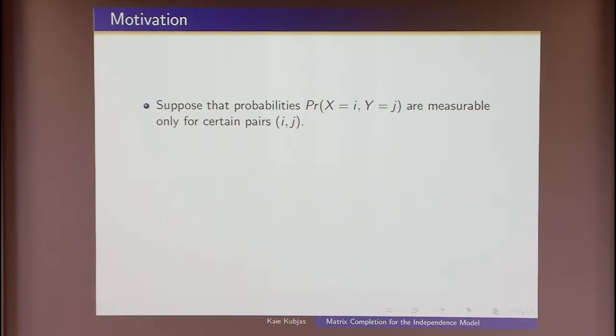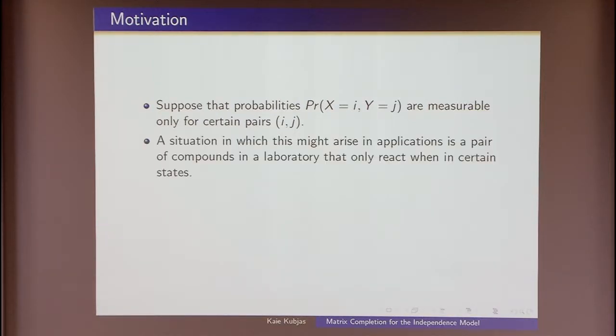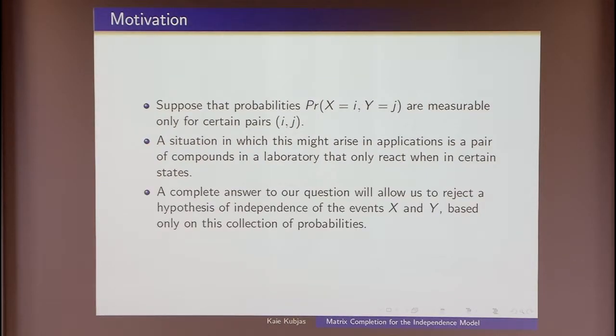And now, suppose that one knows only some probabilities, or only some probabilities are measurable. For example, this kind of situation could happen when a pair of compounds in a lab reacts only when in certain states. A complete answer to our question would allow us to reject a hypothesis of independence, that X and Y are independent, if the matrix can't be completed to a rank 1 matrix.